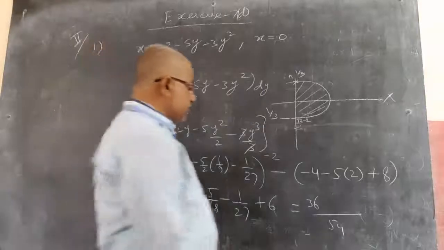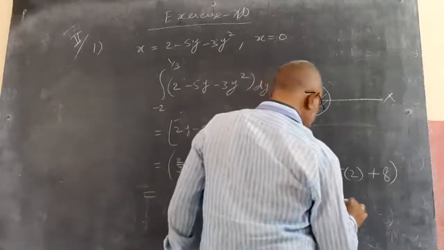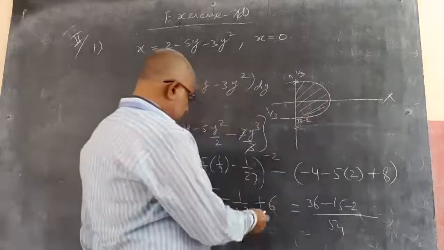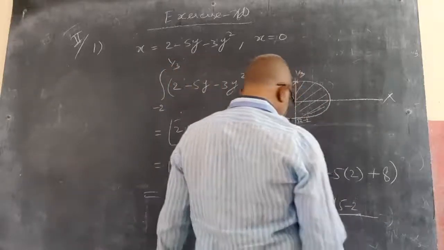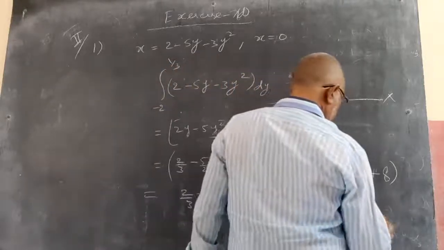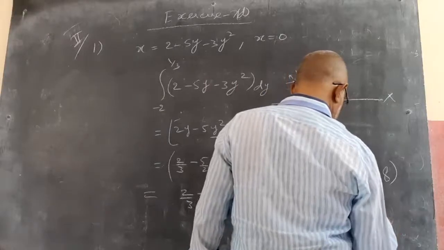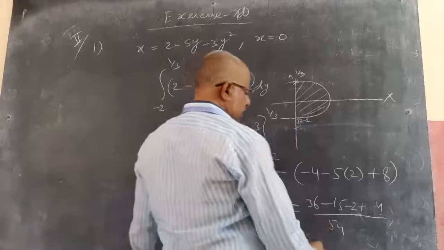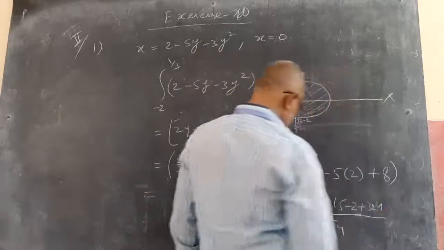18 goes 3 times. Minus 15, minus 2 plus 8. 54 into 6. 6 4s are 24, 6 5s are 30 into 2. 324.